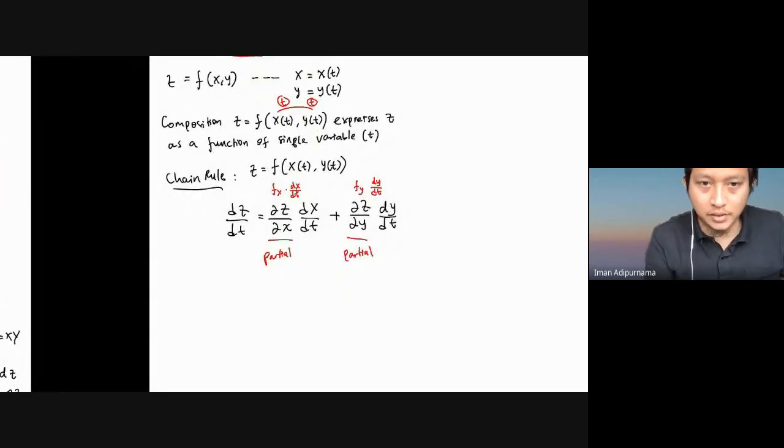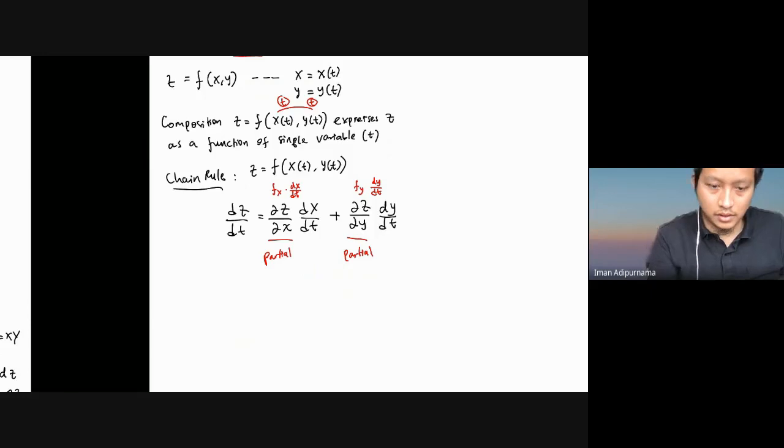There are several sections in the chain rule, but I will stop here for now, and let you know just the basics first. Okay, we will continue next Monday.